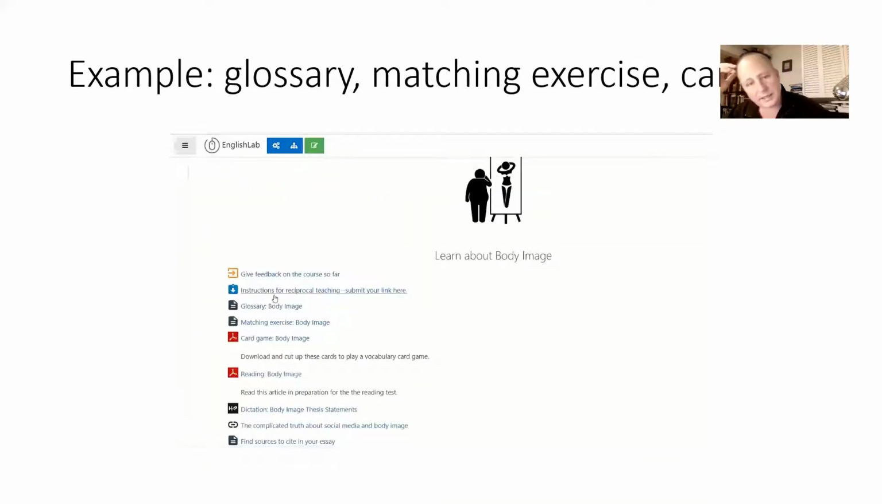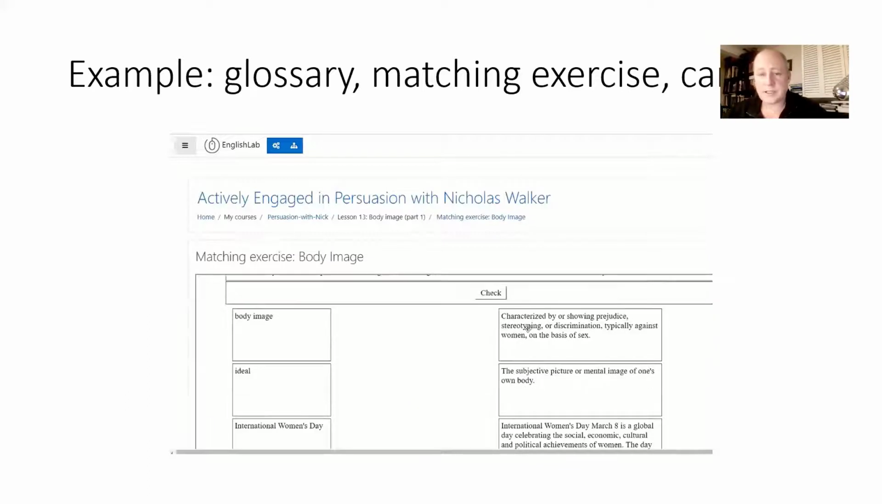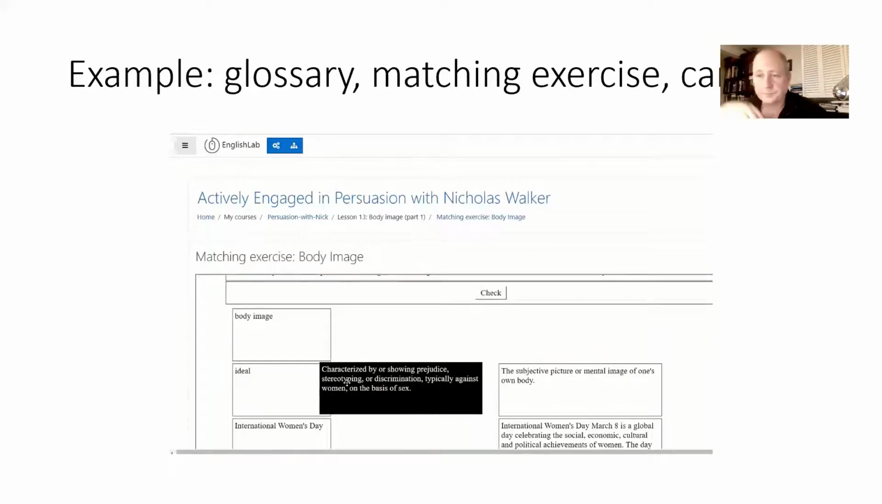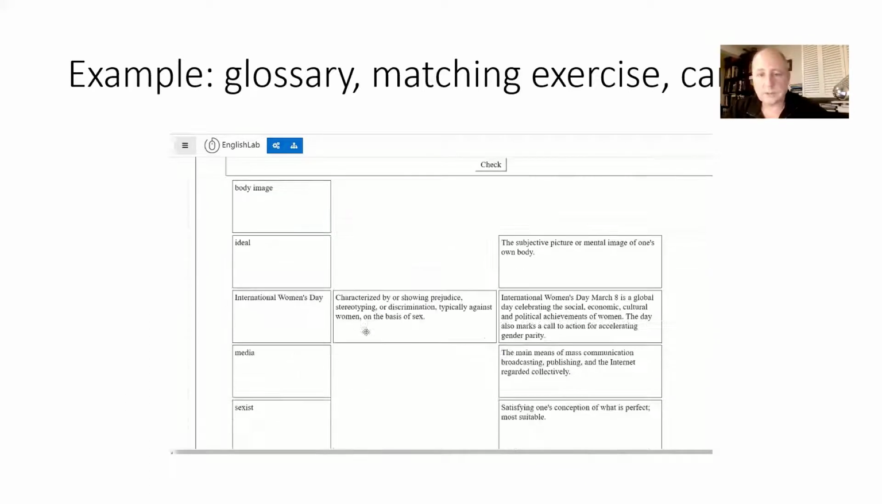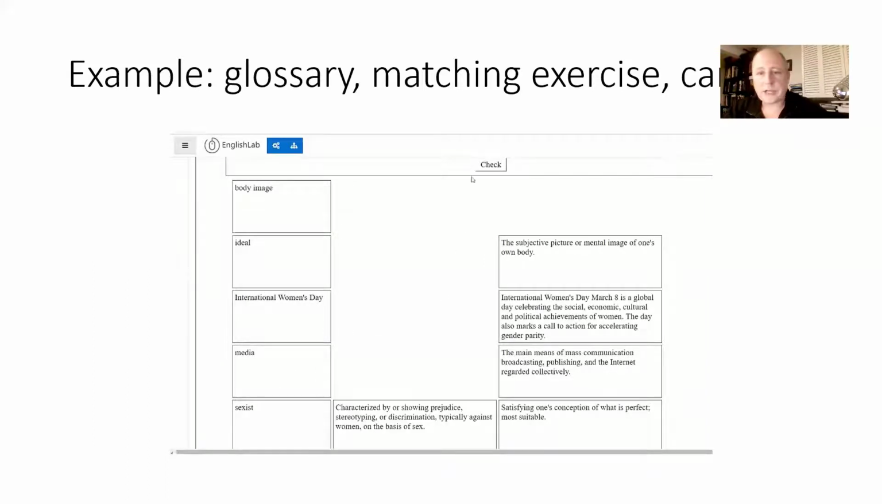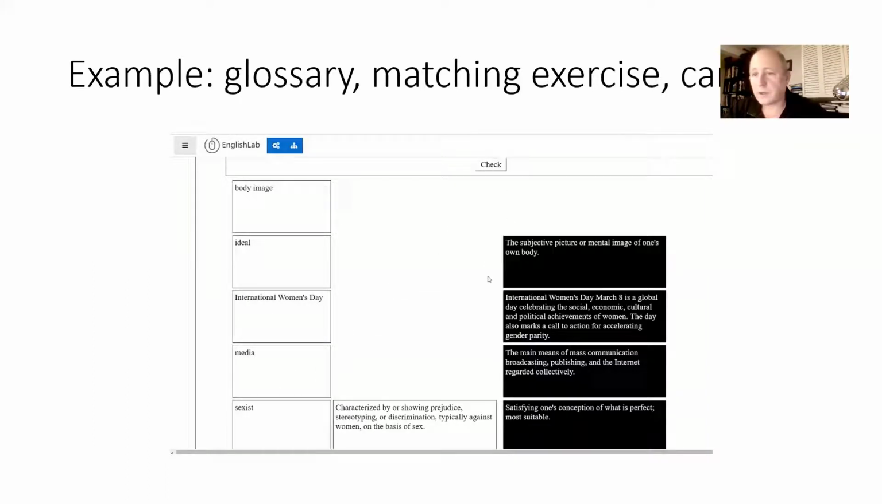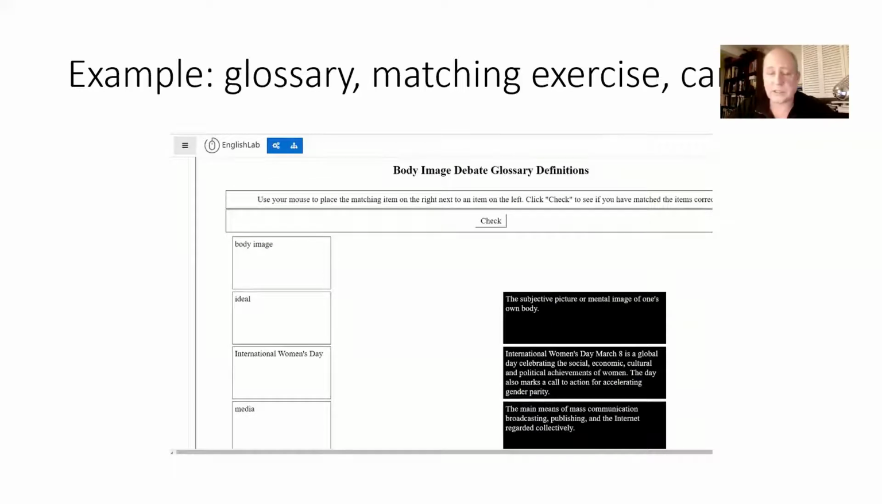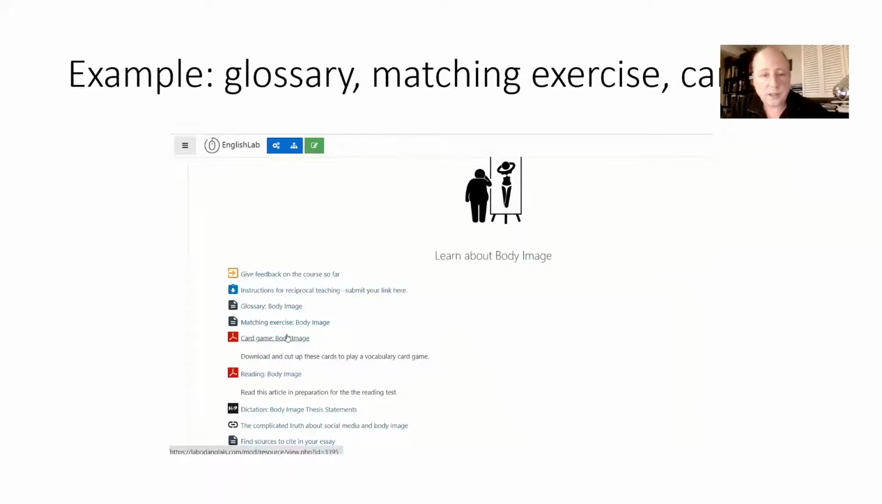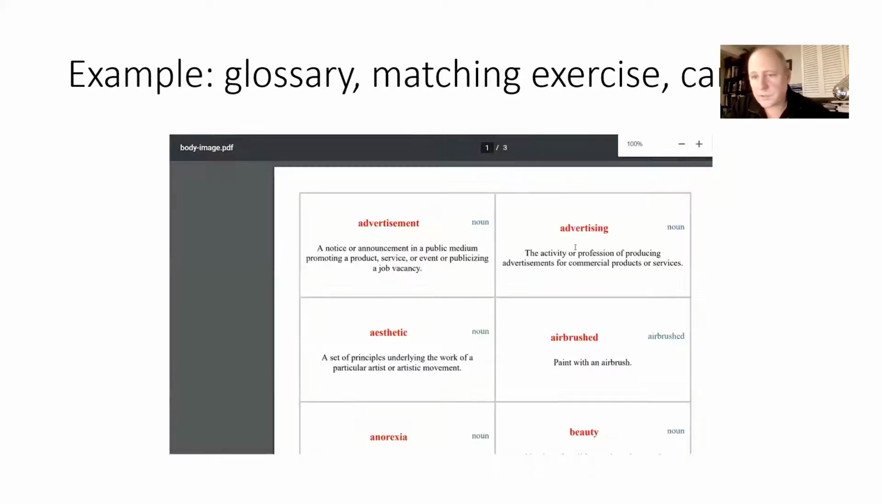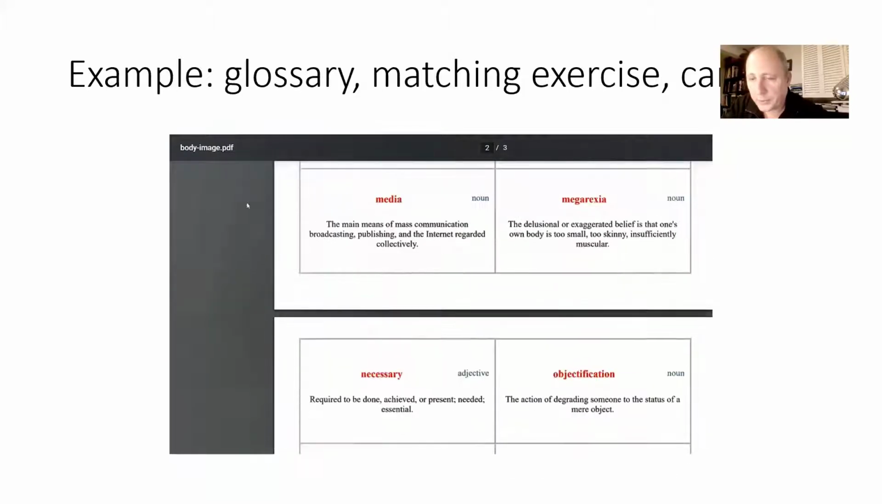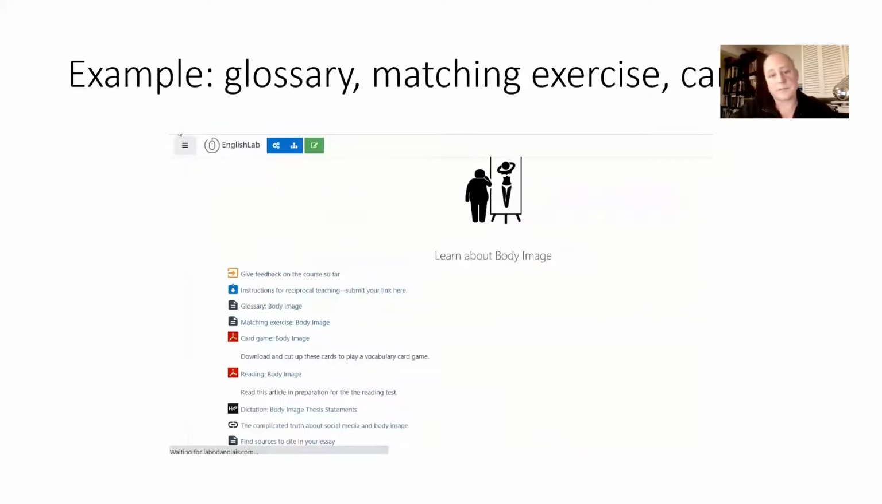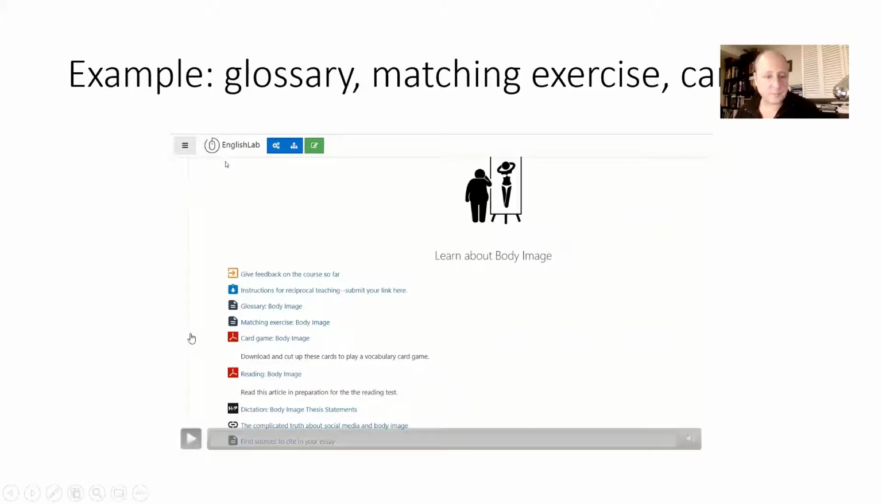What's good about it is that once you've made your glossary, it automatically generates a matching exercise, drag and drop. So that works well. And then you hit check to find out your score and what you got right and what you got wrong. And this is automatically generated once you've made your glossary, and it generates a card game that students can download and print, or you can save as a PDF. It's very, very powerful and very time efficient, I would say.